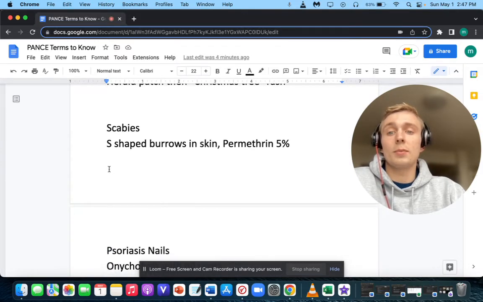So S-shaped burrows in the skin, or permethrin 5% cream as a treatment. You want to think of scabies. So treatment for scabies is that permethrin 5% cream, and S-shaped burrows in the skin.